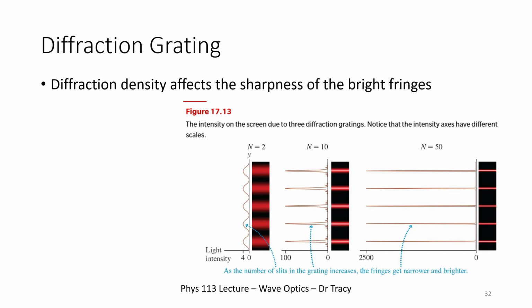How close all the neighboring slits are for a diffraction grating is going to affect the sharpness of the bright fringes. As you increase the number of slits, you're increasing the number of sources that can contribute to destructive interference in between, and so you've got smaller and smaller peaks in the bright fringe band until you have just a single peak. As you can see, this is light intensity: 2 slits, 10 slits, and then 50 slits in a short range.